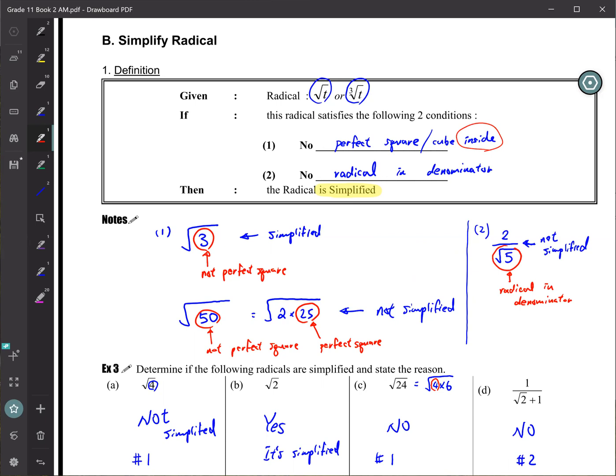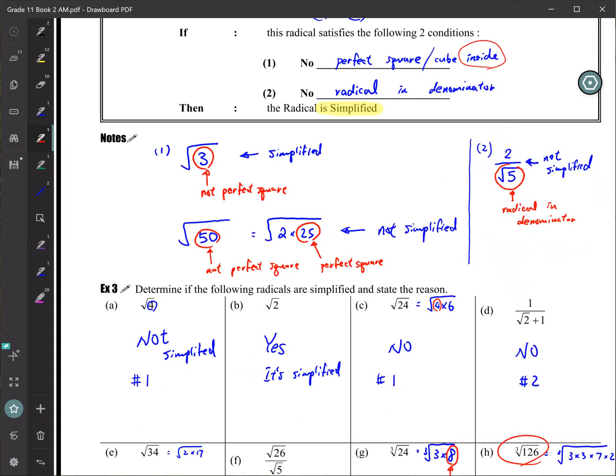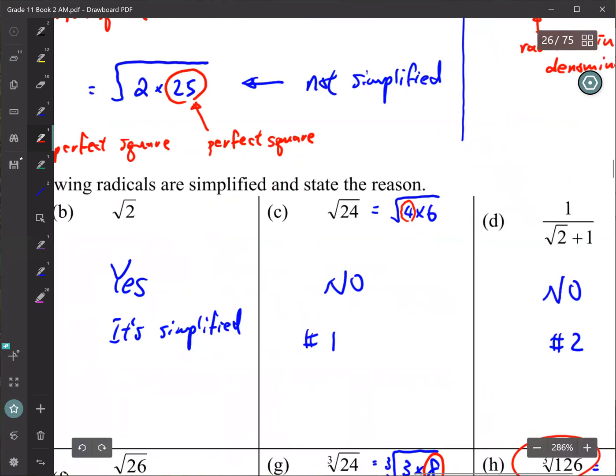So we need another rule. What's the rule to check? When it doesn't have a perfect square inside. Yeah, or a perfect cube, depending on the radical they give you. For example, question 3C, you have a 24. 24 is not a prime, but because I can break it down into 4 and 6, and 4 is a perfect square, we know it's not simplified.